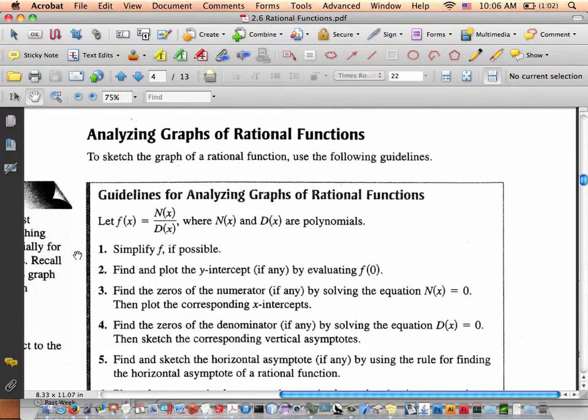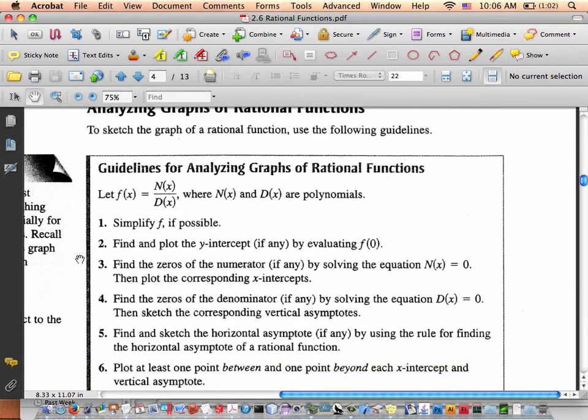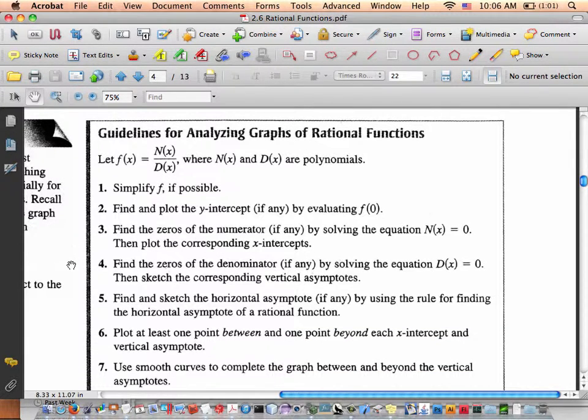Analyzing graphs of rational functions. Guidelines. Let a function be a numerator over a denominator where both are polynomials. 1, simplify the function if possible. 2, find and plot the y-intercepts, if you have any, by evaluating f of 0. And that makes sense, right? If you plug in x equals 0, you're finding where it hits the y-axis, right?